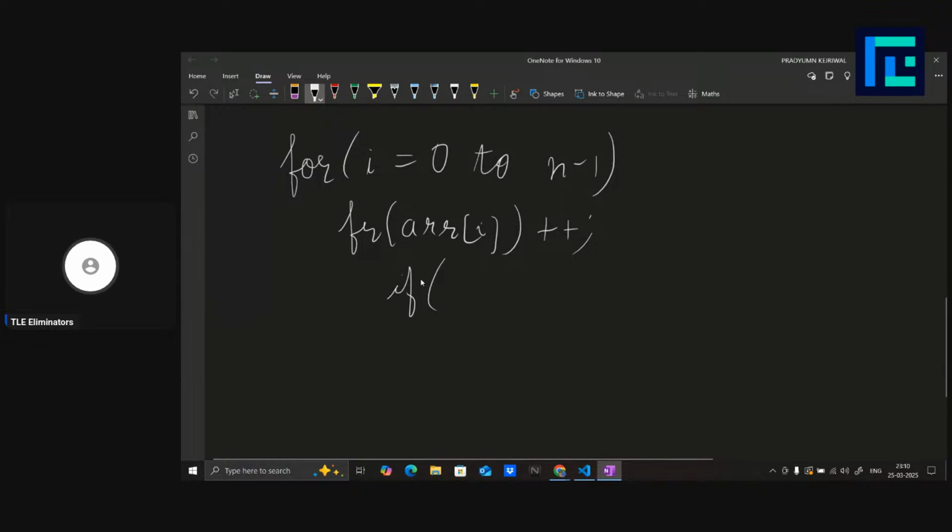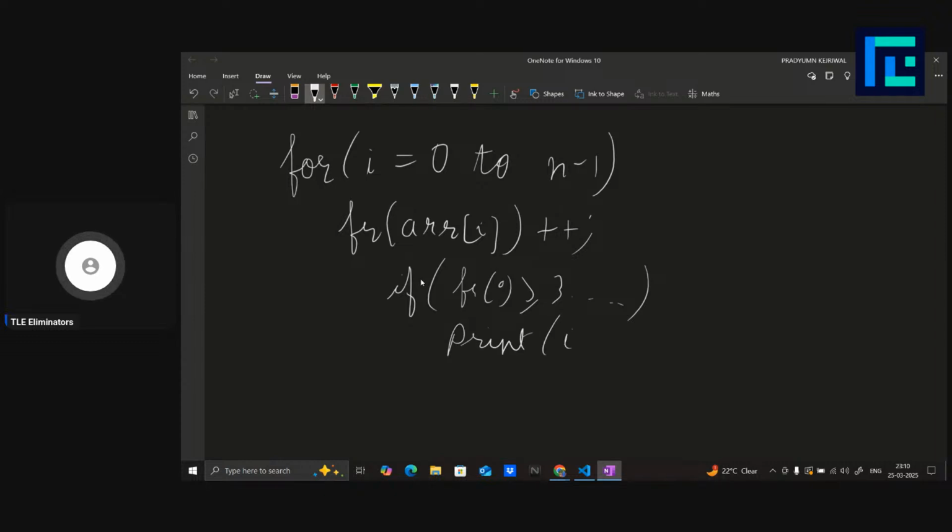So if this is true, like if fr of 0 is greater than or equal to 3, and so on, then you can just print the current index. Like just print I, or I plus 1 in one indexing. In one indexing, just print I plus 1, and then you can return, or basically, you can end this test case.